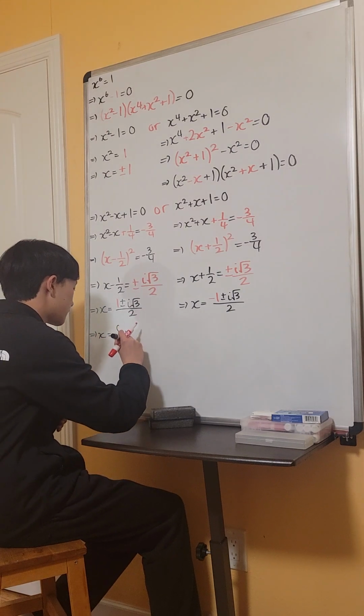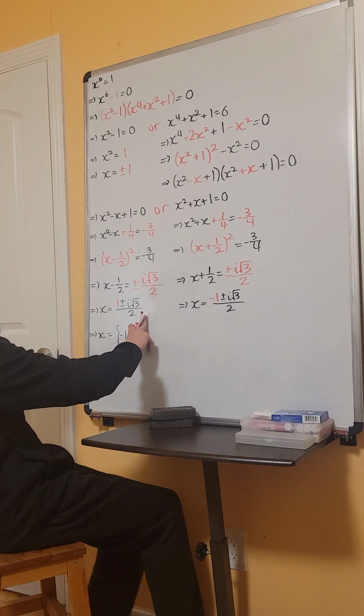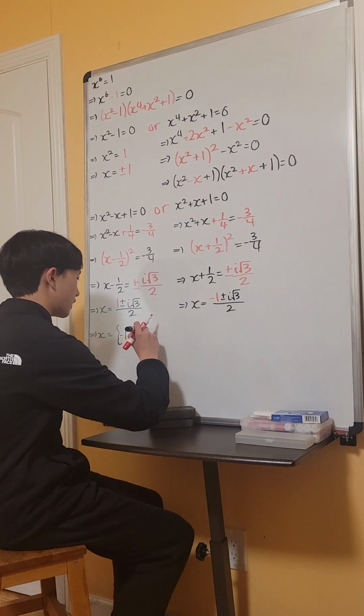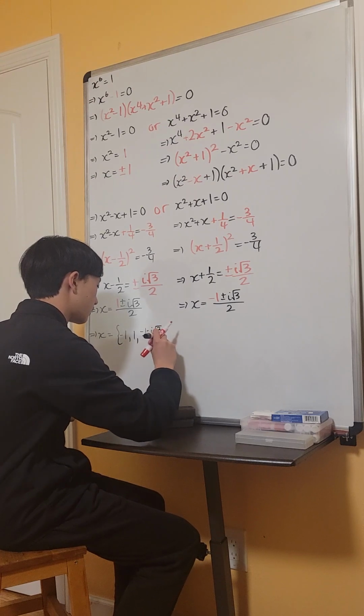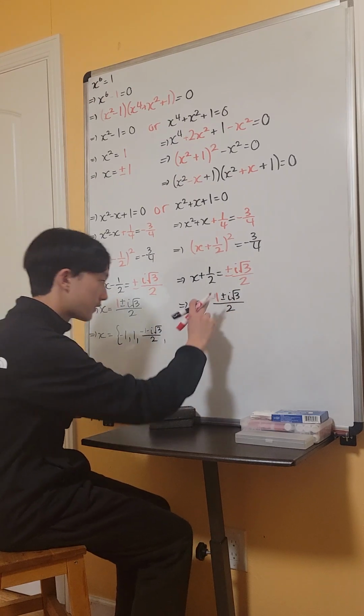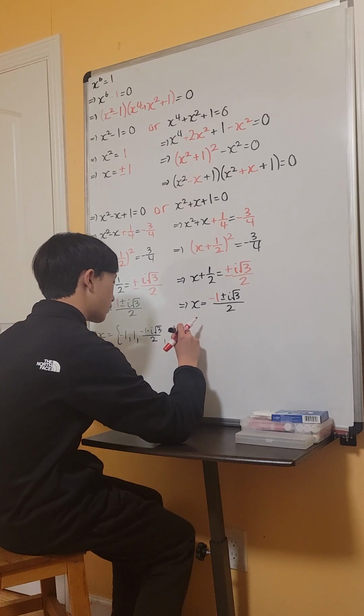First, we have the positive and negative 1. Then we have, let's write down this one first. So we have a negative 1 minus i root 3 over 2. Then we have the positive conjugate version, so negative 1 plus i root 3 over 2.